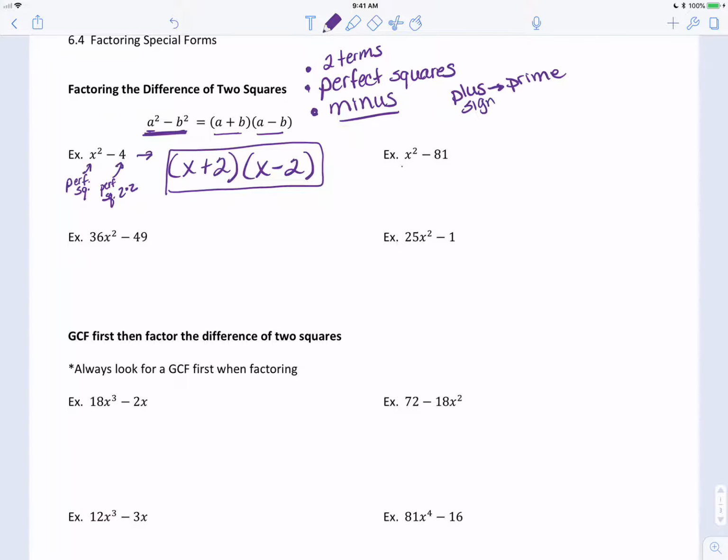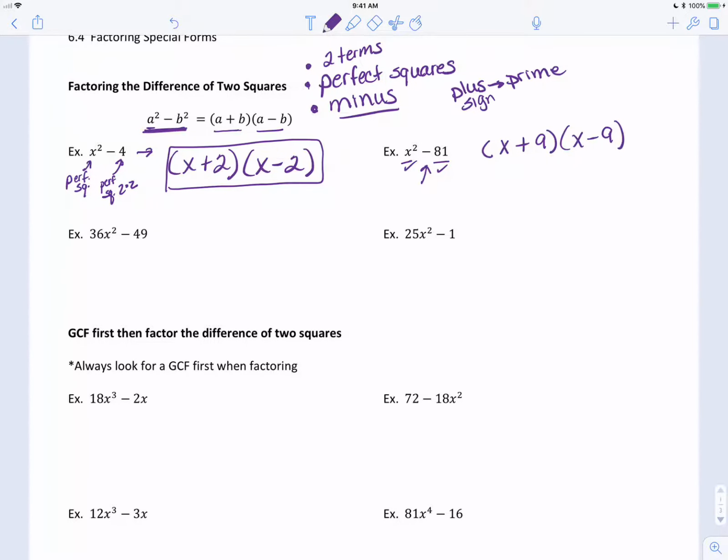So here's another one, x squared minus 81. Two terms, perfect squares, minus in the middle. Well, what's 81 a perfect square of? That is 9. 9 times 9 is 81. So we know that that's going to automatically factor into x plus 9, x minus 9. Okay, so let's look at a couple more examples.